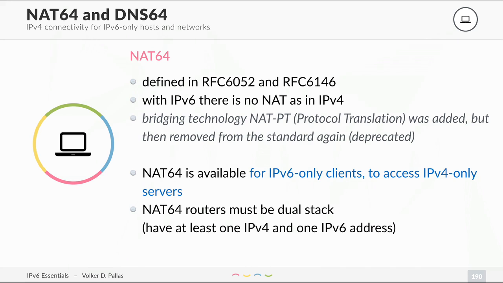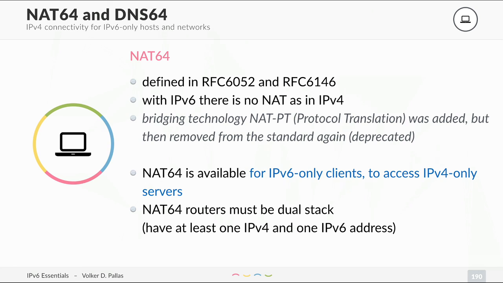In the beginning of IPv6 there was a bridging technology called NAT-PT, NAT Protocol Translation, but this was later removed again because people said we don't want NAT. NAT was a fix for something. We didn't have enough IP addresses, so we created it to share a single IP address to a whole network, but we don't want to bring that into IPv6. So NAT-PT was removed again.